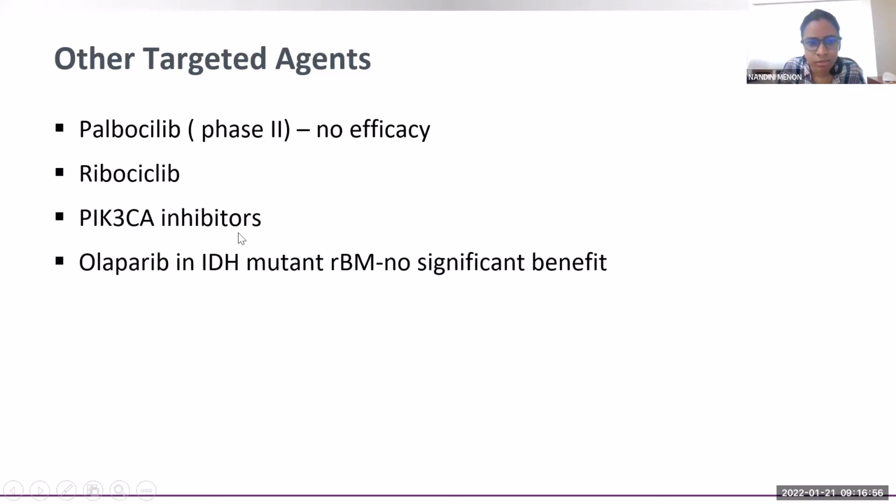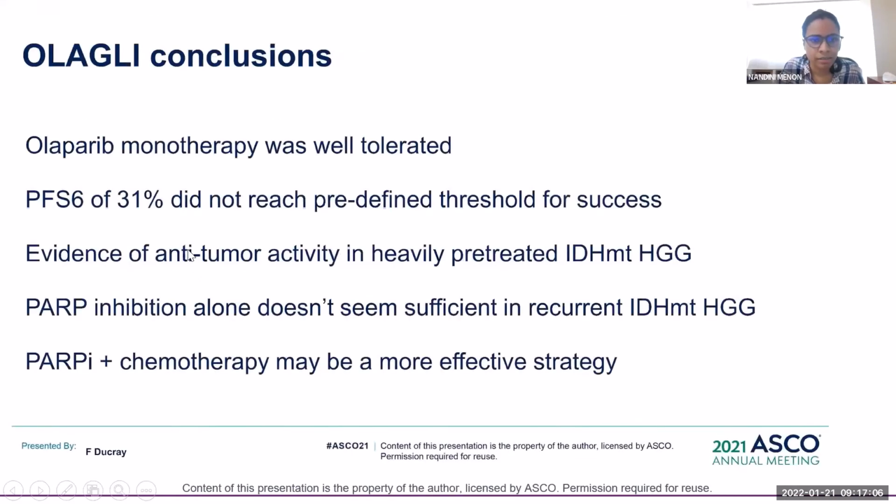PIK3CA inhibitors have also not shown any benefit. Olaparib was recently presented at last year's ASCO in IDH mutant patients. Again, there was no significant benefit, and the PFS was 31% at 6 months, which did not reach their preset endpoint.